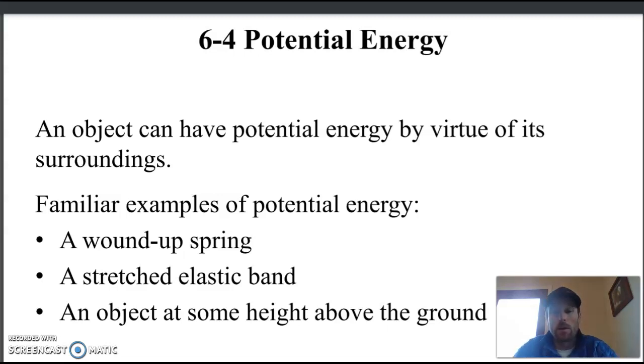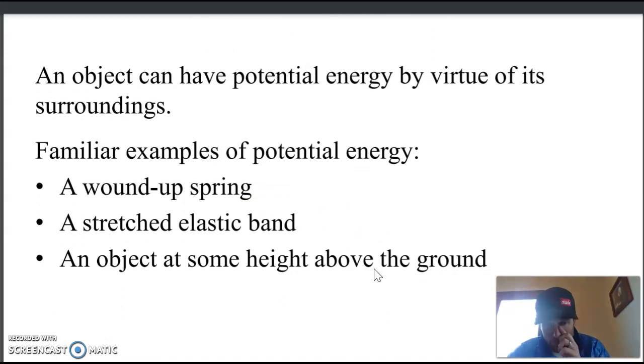You're all probably familiar with the idea that something that's sitting on top of a cliff has potential energy, that energy of position where it can fall down off the cliff and change its kinetic energy. So something can happen. And besides having gravitational potential energy, we can also think about other forms of potential energy, like a wound up spring, a stretched elastic band, or an object at some height above the ground. So this last one is gravitational potential energy.